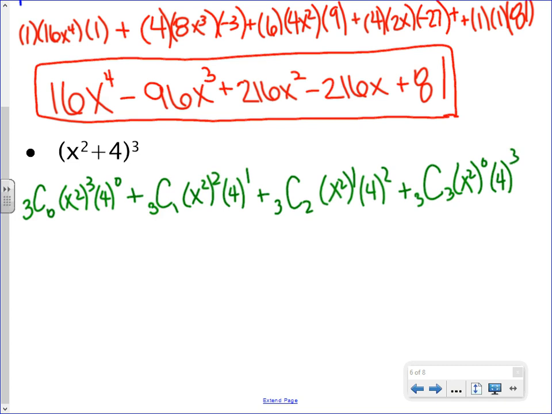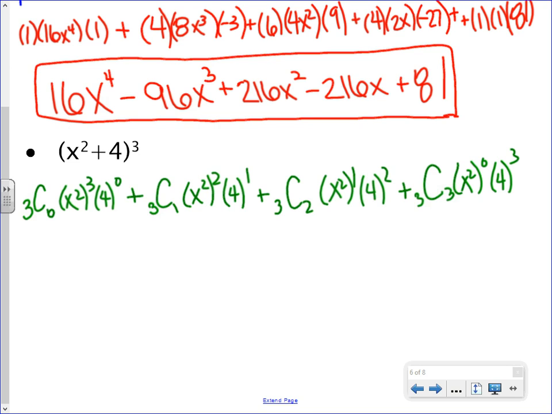Does your 4 terms match mine up here? It begins with 3 combinations of 0. Our first term is x squared, so x squared gets raised to the third, and then 4 to the 0. 3 combinations of 1, x squared squared, 4 to the first. 3 combinations of 2, x squared to the first, 4 squared. 3 combinations of 3, x squared to the 0, 4 cubed.